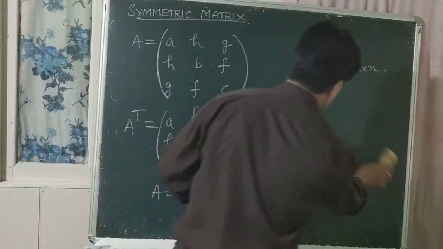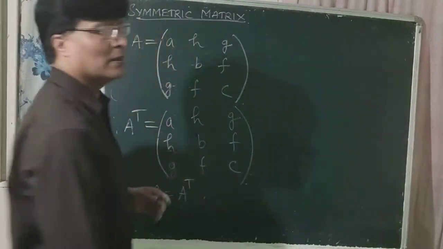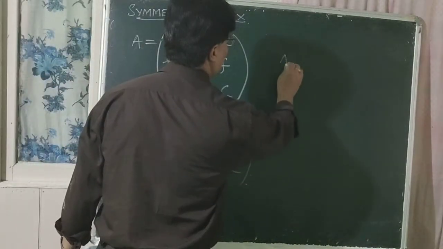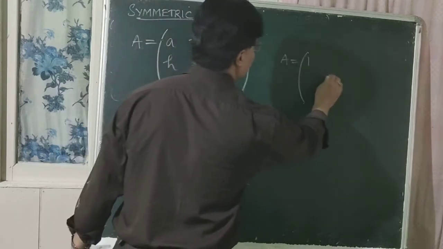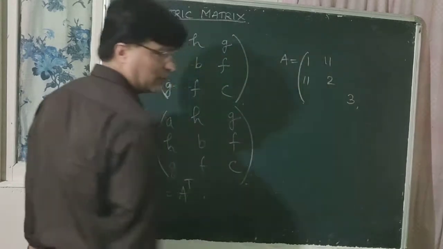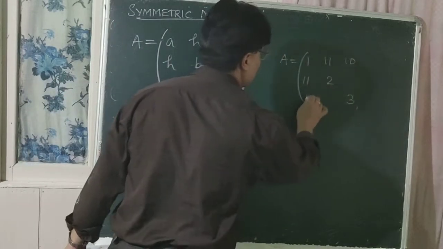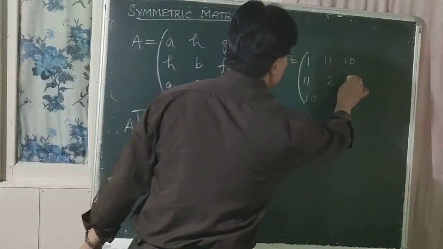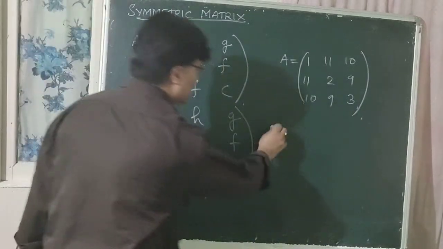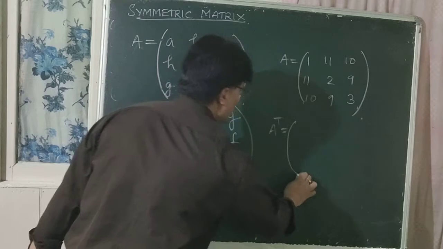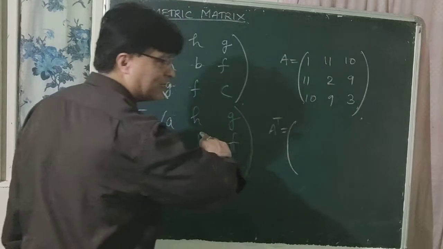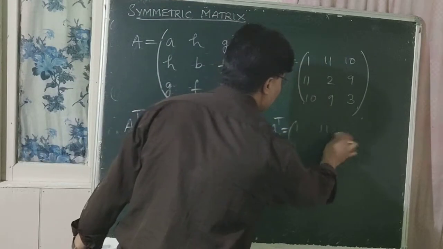So second example, I am giving you the second example of symmetric matrix. Okay. So A is equal to, let us write down the leading diagonal as 1, 2, 3. Suppose this is 11, this is also 11. Suppose this is 10, this is also 10, right? So this is 9 and this is 9. Let us transpose it. What do we get? So A transpose is equal to, what is A transpose out here? So let us make this first column, that is 1, 11, 10 as the first row. That is 1, 11, 10.